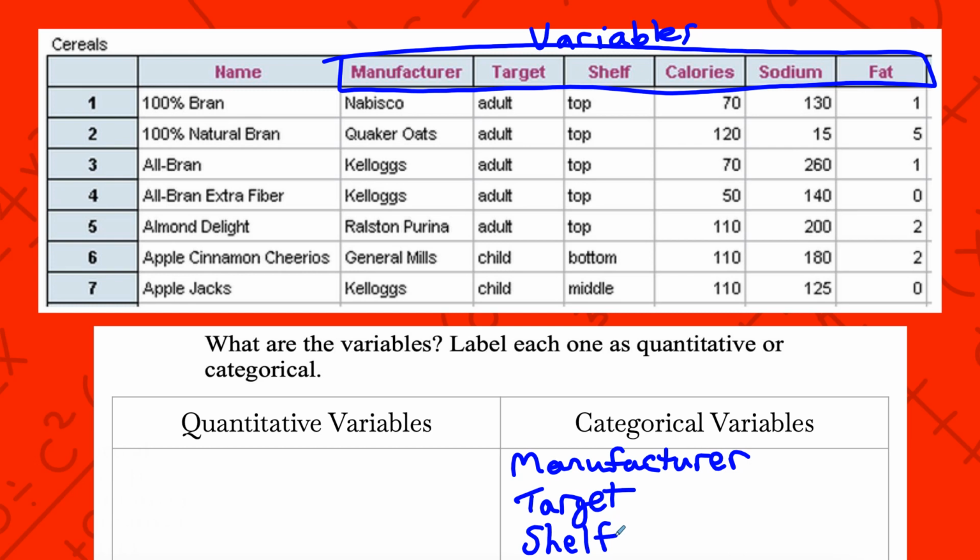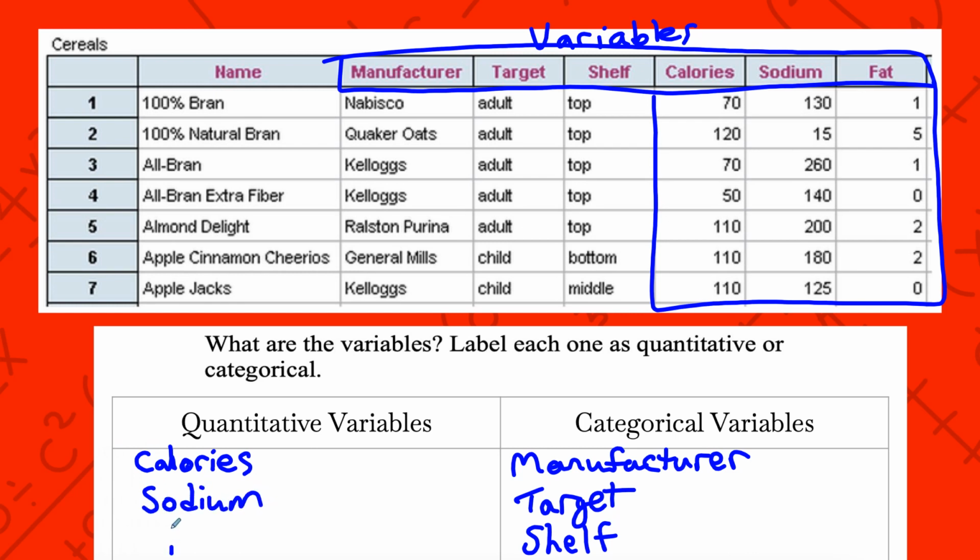Then the next three, you can see a bunch of numbers in our table. Kind of looking right here now. These are all going to be our quantitative or numerical variables. So how many calories in a serving or in a box, or maybe it doesn't really say for this one, but the amount of calories, the amount of sodium, the amount of fat. Those are all going to be quantitative or numerical variables.